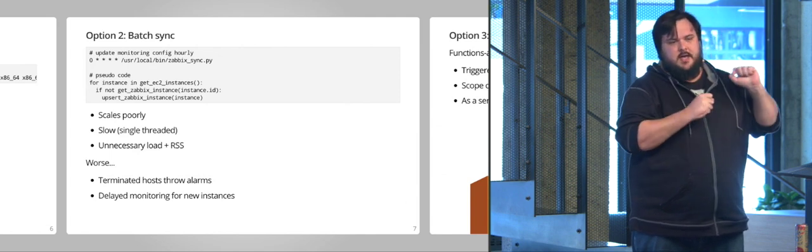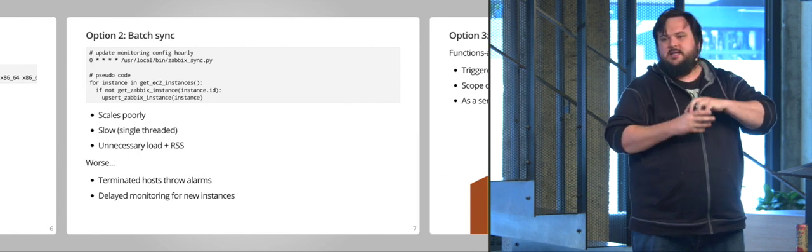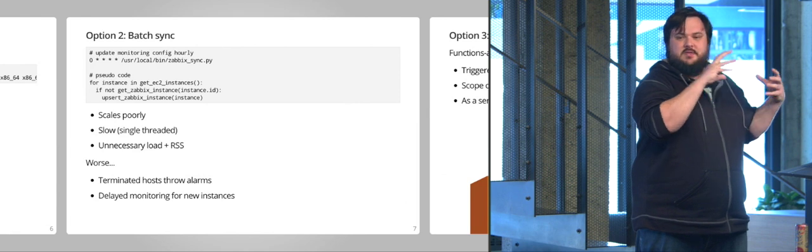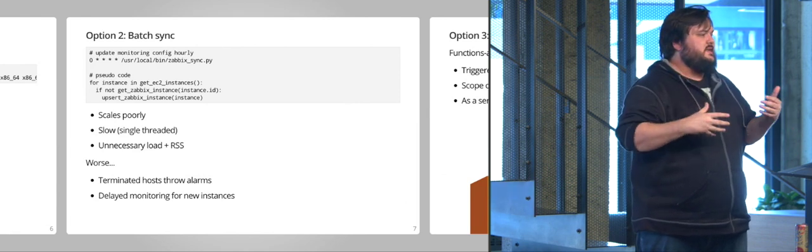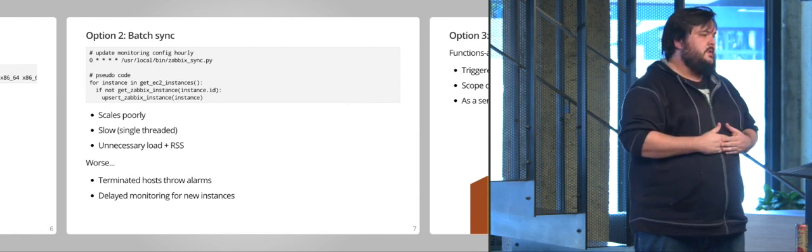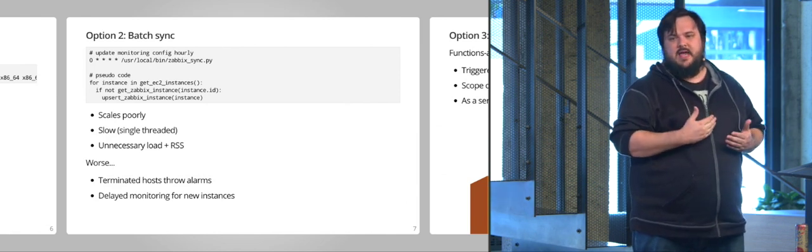Another option is batch sync, and I've done this in the past, where we write a script to interrogate the EC2 APIs and say, tell me all of your machines, and then interrogate the Zabbix API and ask what machines have you got. Then we create a diff, and remediate that diff: create these hosts, kill these hosts. It works, but it scales really poorly.